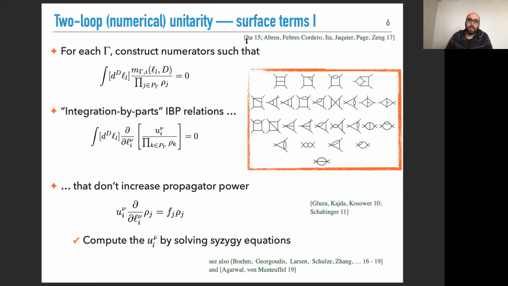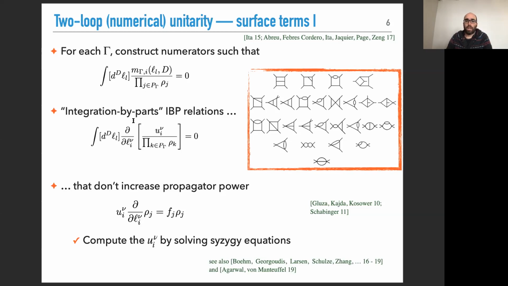Okay, so let me discuss how we constructed the surface terms. The idea is that for each gamma, and gamma here denotes a set of propagators, so it denotes one of these pictures here. These pictures are not Feynman diagrams, they're just denoting a set of propagators. So for each gamma, I want to construct numerators such that if I compute this integral, I get zero. If I get something like that, then I've built a surface term. And we know how to do that in general. This is the well-known integration by parts relation, so we know how to do this.